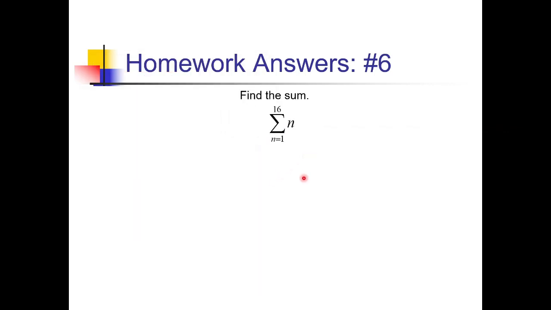On this problem, we're trying to find the summation from 1 to 16 of n. So this is actually a shortcut kind of problem. This is a summation of i sort of shortcut. And remember, the summation of i from 1 to n is just n times n plus 1 over 2. So instead of doing 1 plus 2 plus 3 plus 4 and doing all that, we can just quickly plug in, in this case, 16 as my n value. So 16 times 16 plus 1 over 2.